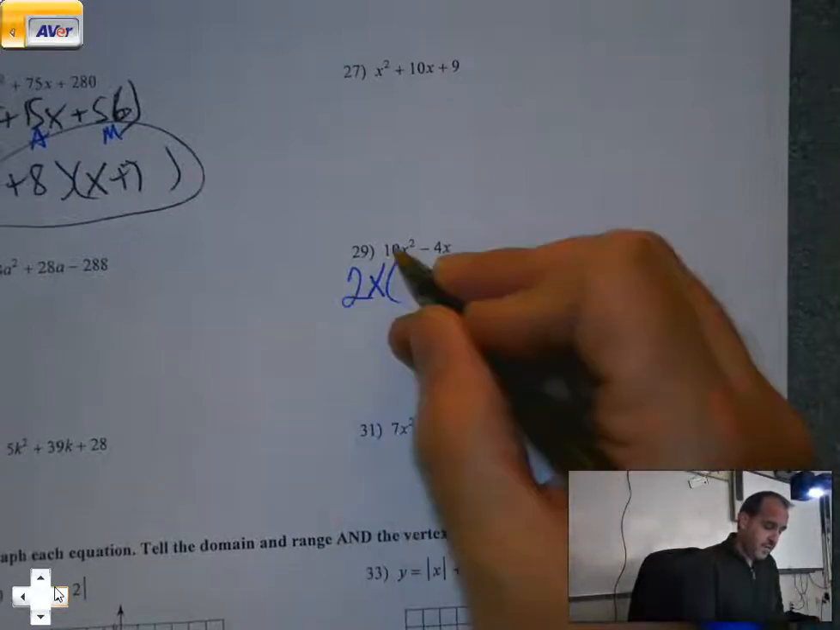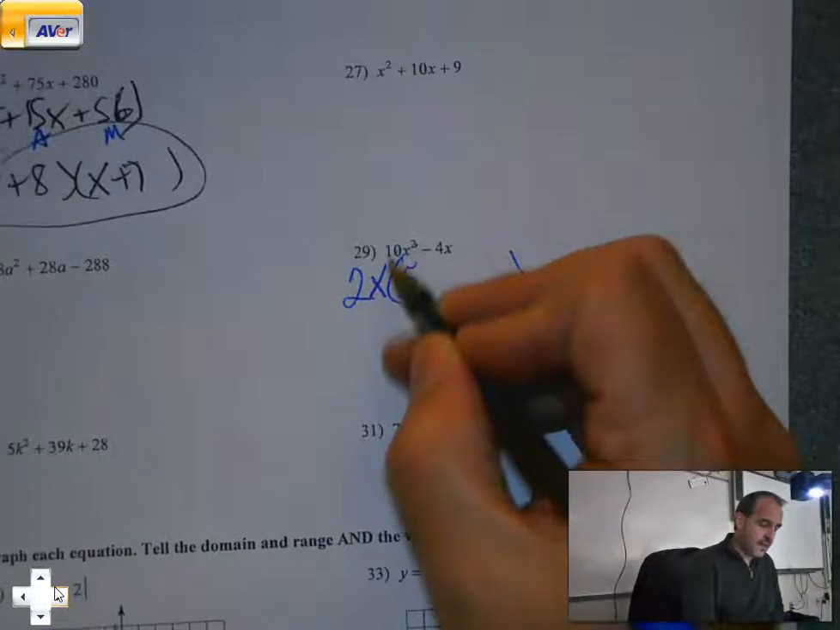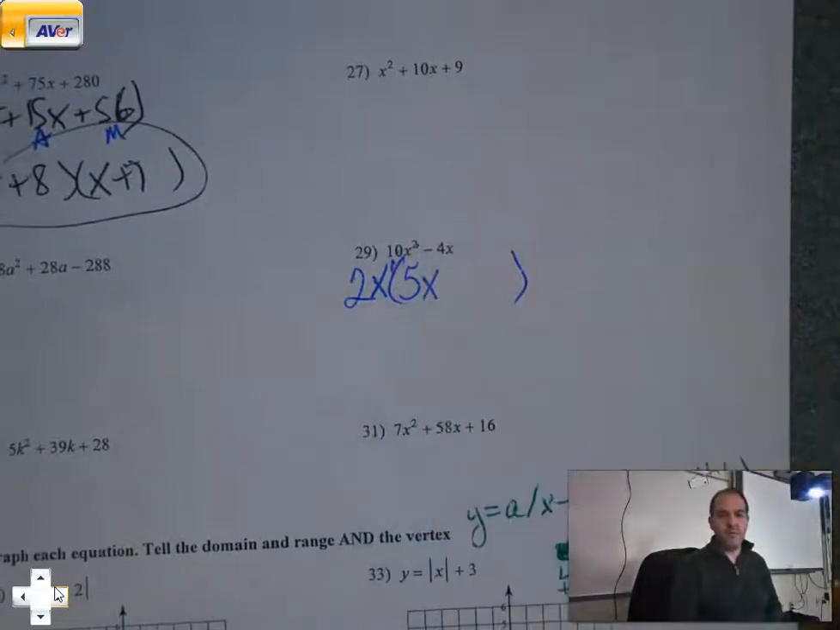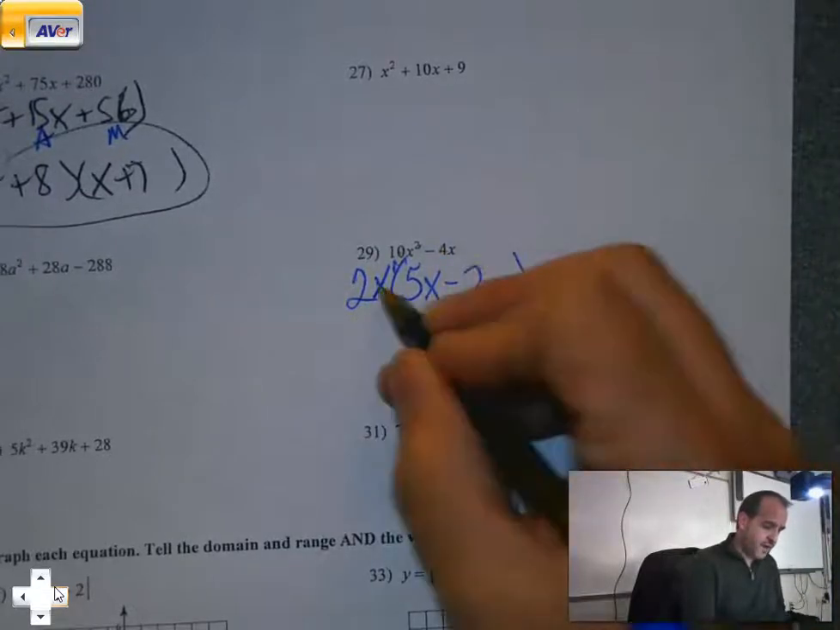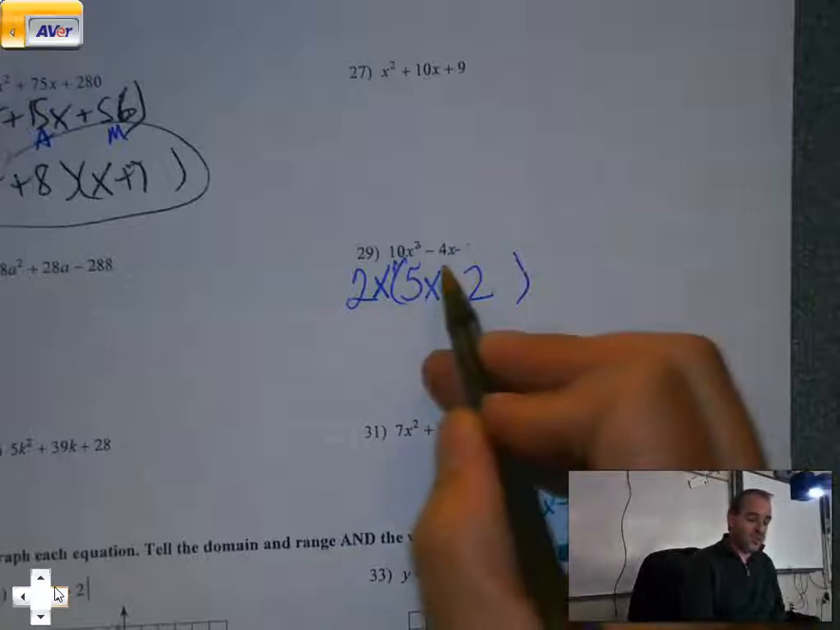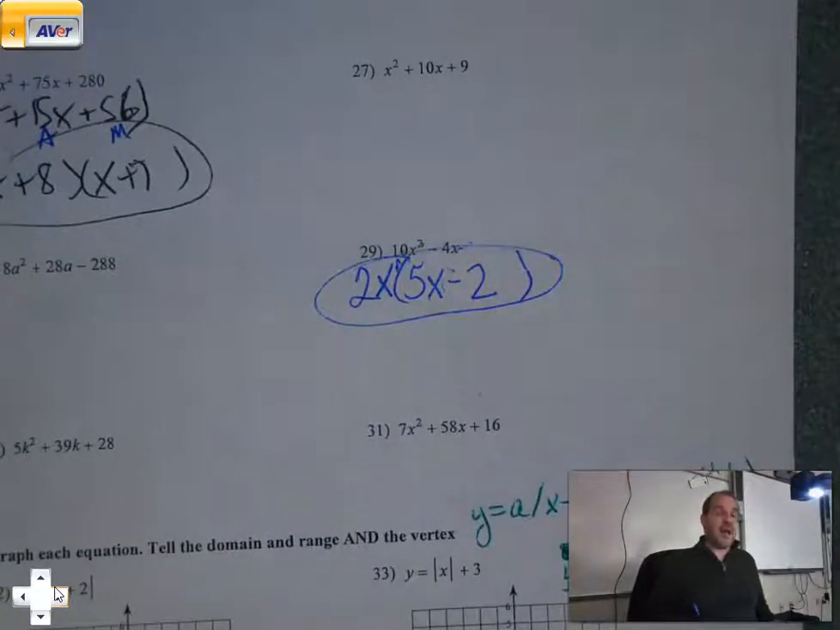So 2 times 5 is 10. I need 2 x's. I already got one here, so I need one more. Negative 4 divided by 2 is negative 2, and I already got the x. Since there's no squared left here, that's all I can do this time is take out the common factor. Now, that won't be true every time, but it is sometimes.